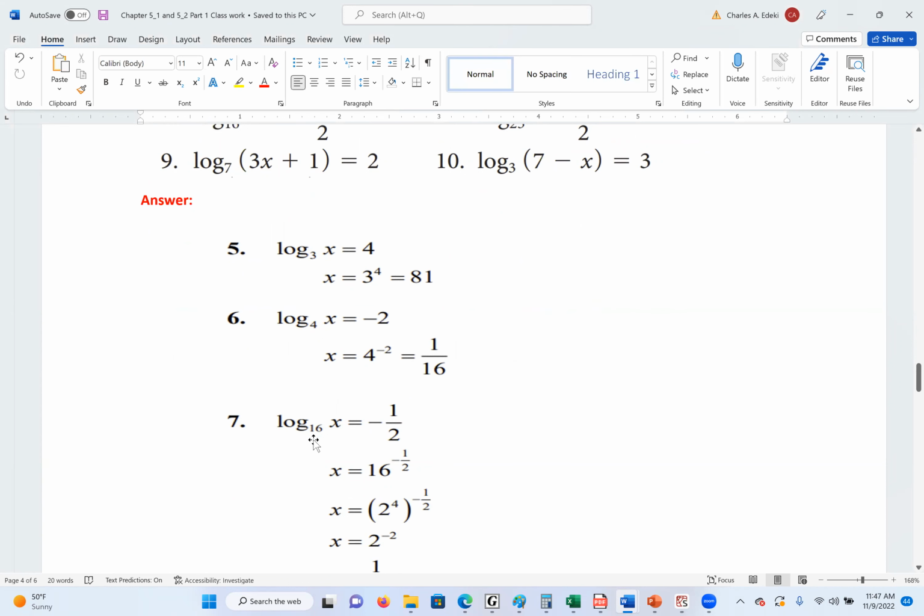Question number 10, we have log base 3 of 7 minus x equal to 3. And the same thing, so the base is 3, so it will be 3 to the power 3 equal to 7 minus x. And that will give us 27. 7 is positive. When it crosses the equal sign, it becomes negative.